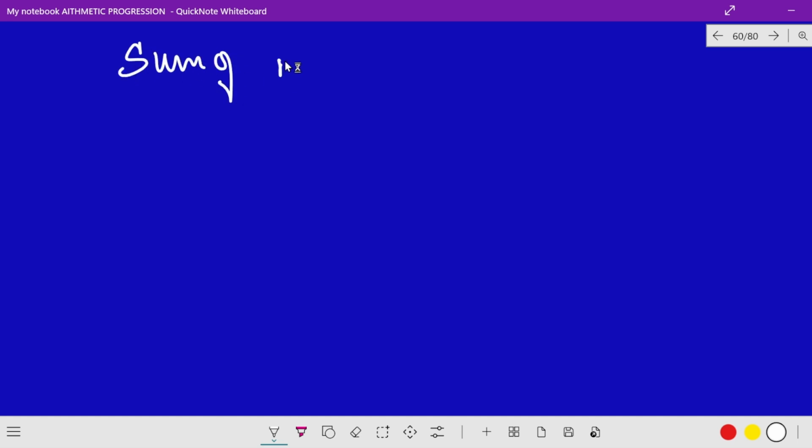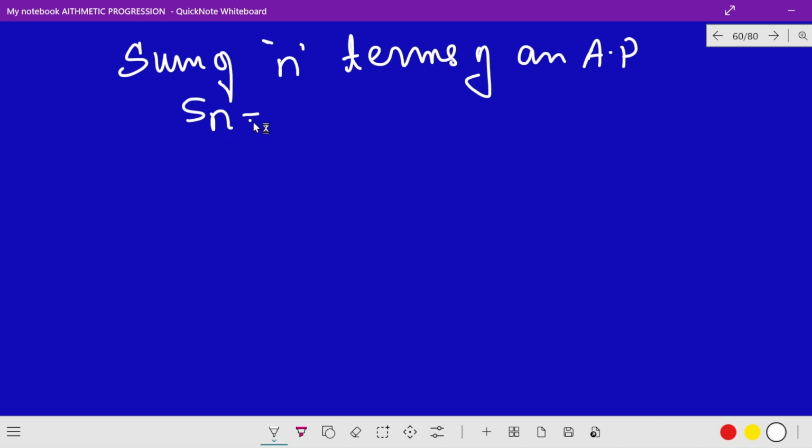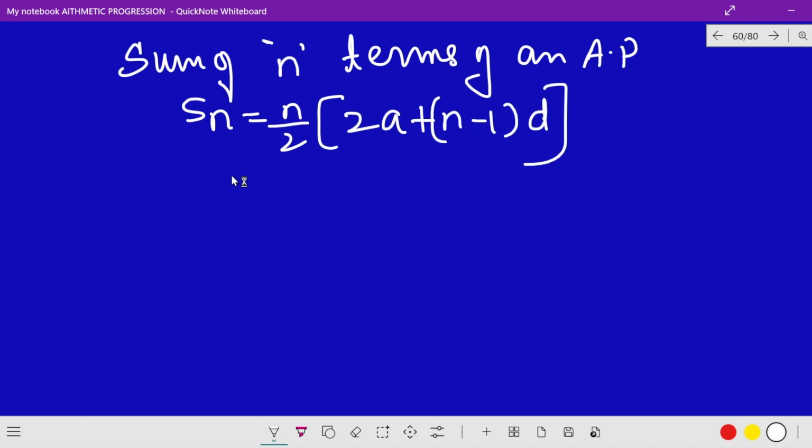Sum of n terms of an AP. What is the sum of n terms of an AP? Suppose I have n terms of an AP. If I take the natural numbers, the sum of n terms of an AP is given by Sn is equal to n by 2 into 2a plus n minus 1 into d.